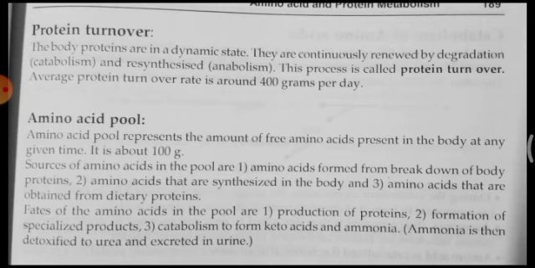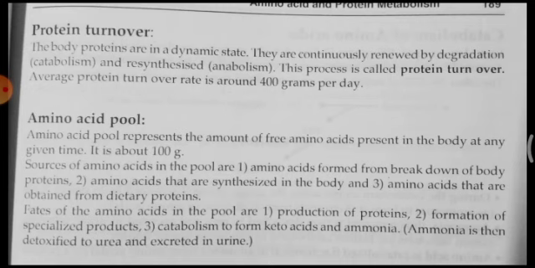Amino acid pool. So what is the amino acid pool? It represents the amount of free amino acids present in the body at any given time. It is about 100 grams. So free amino acids are available in our body which can be used for the protein synthesis process. Sources of amino acids in the pool: amino acids are formed from breakdown of body proteins. By catabolism of proteins, we will get the amino acids. And second is amino acids that are synthesized in the body, that is biosynthesized in the body, such types of amino acids being especially non-essential amino acids.